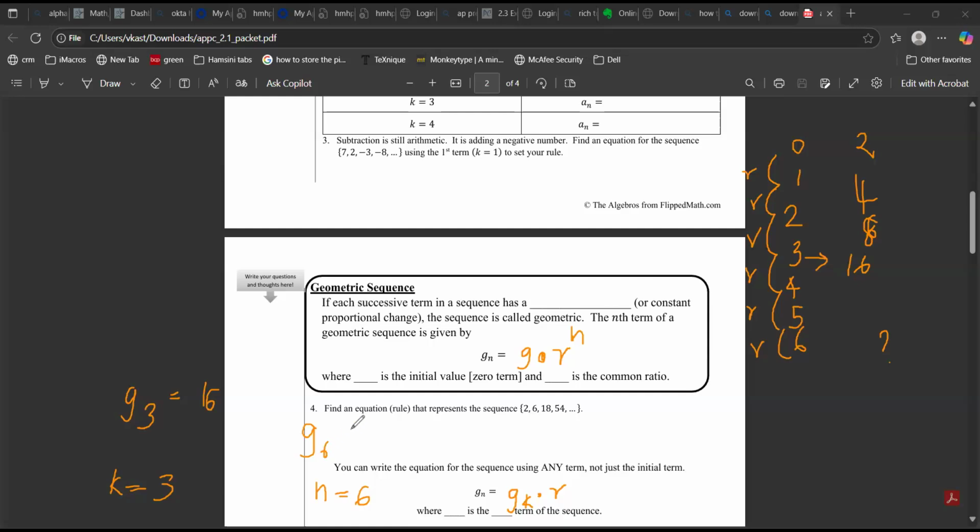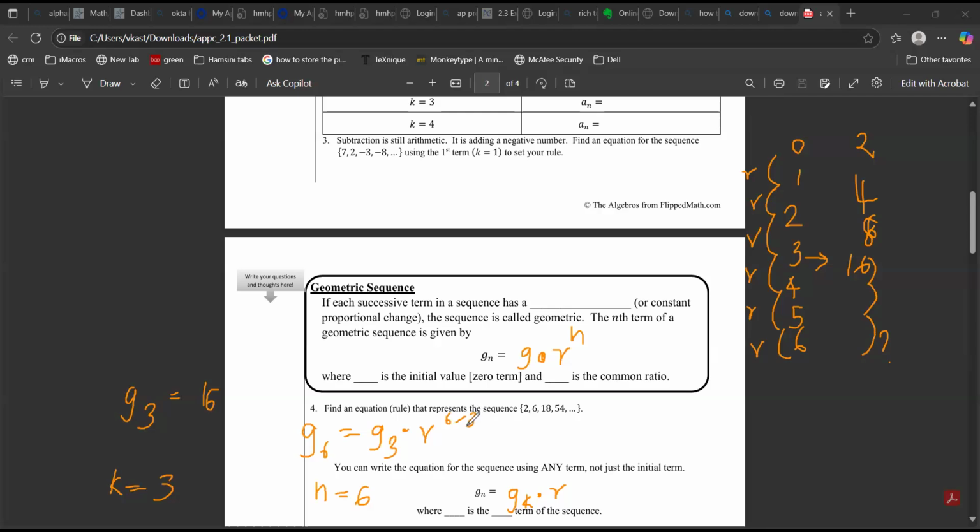So what formula am I going to use to find G6? I'll have to use G3 times how many common ratios? Think about how many common ratios. From the third to the sixth term, how many common ratios are there? G3 times R power of what? 3. Yeah, 6 minus 3, n minus k.